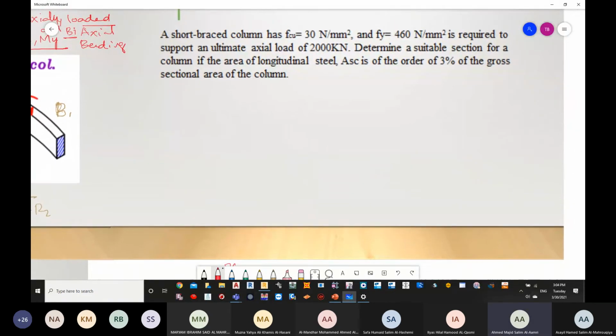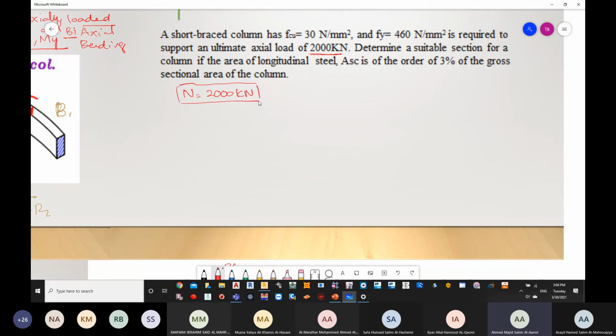the question says a short braced column. So they have specified from the beginning that the column that we are designing is a short braced column, has a grade of FCU 30 Newton per millimeter square, and Fy is equal to 460 Newton per millimeter square, and is required to support an axial ultimate load. So they have given us the value of axial load, which we have referred to from the beginning as N. So we have ultimate axial load. Ultimate means it's already multiplied by a factor of safety.